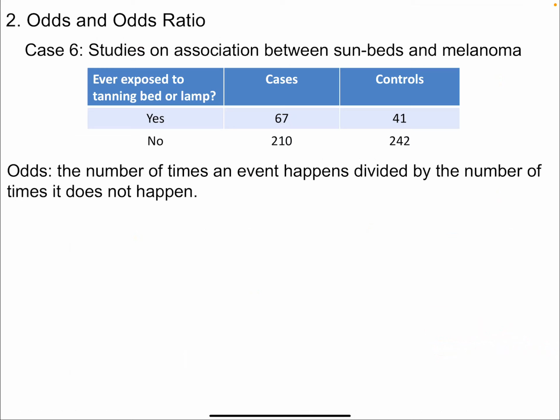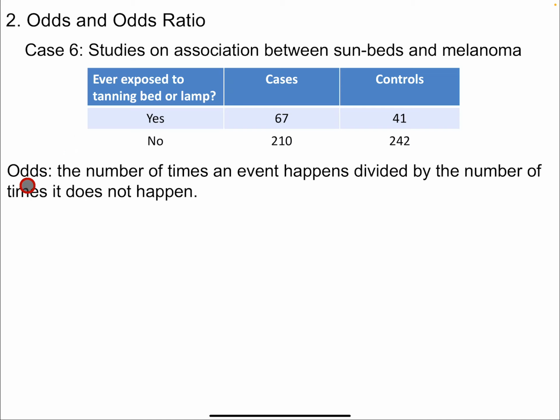Here is a study on association between sunbeds and melanoma. This is a case control study. Here are the results. The first column shows the risk factor. On the second column, cases represent people who have melanoma. On the third column, controls represent people who do not have melanoma. The first row represents exposed group. The second row represents the non-exposed group.